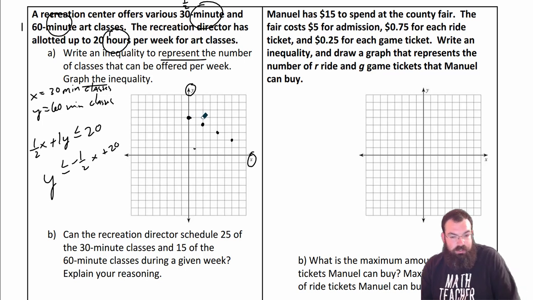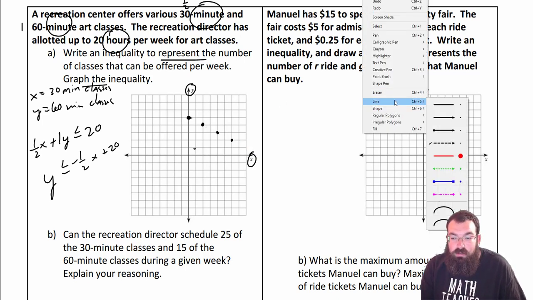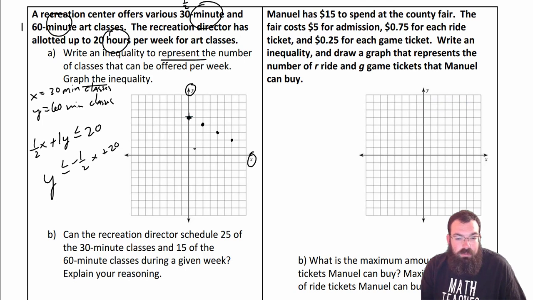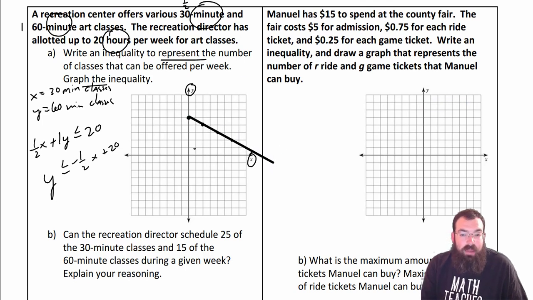Oh, I don't want to do that. Let's do that one. That's not right because it should be solid. So, let's get a solid line. There we go. Cool beans. And then because it's less than, I have to shade under.